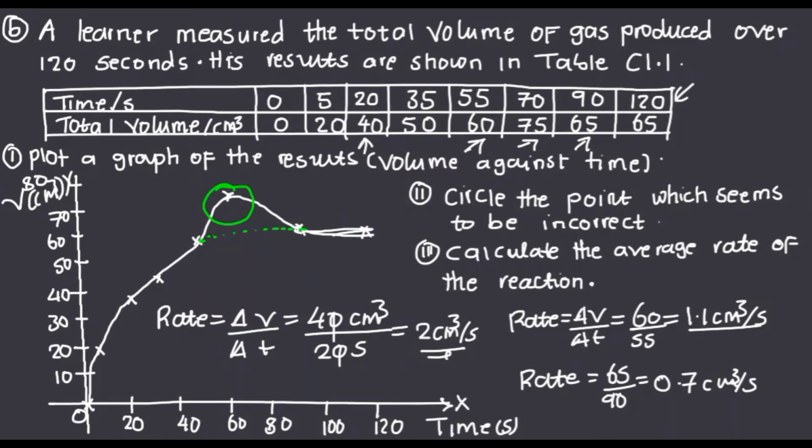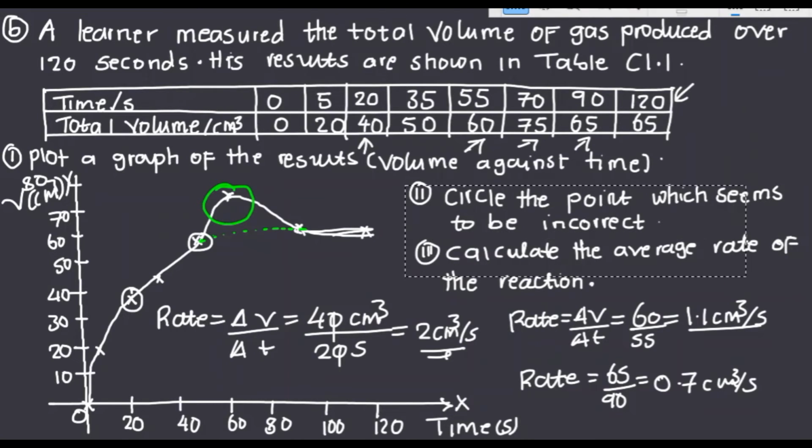Now, before we proceed with our calculations, let's look at this point. At this point it should be 20, 40. So at 20, 40, the rate of reaction is 2 cubic centimeters per second. Then at 55, 65, which is somewhere here, the rate of reaction was 1.1. So we can see that as the reaction is proceeding, the rate of the chemical reaction started to decrease until at one point it stopped.